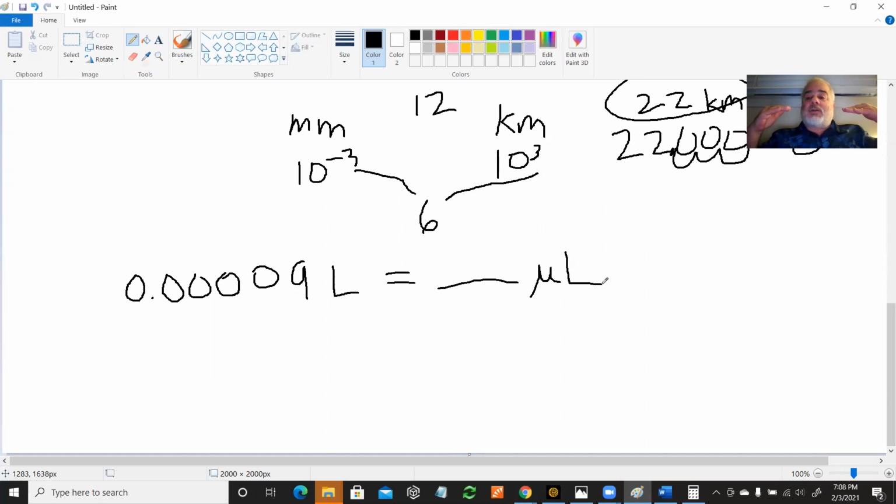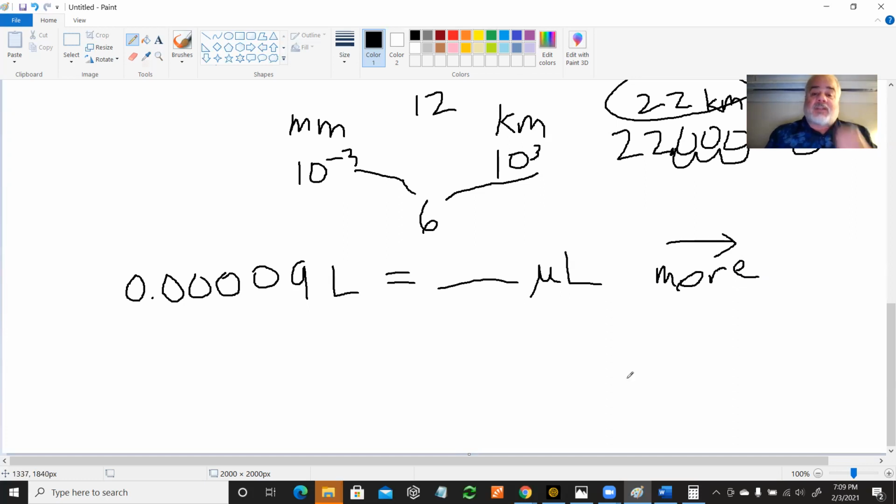Well, are liters big? Microliters small? Yeah. Liters are big, microliters are small. So that means I need more of the microliters to be equal, don't I? I need more. And how do I make a number bigger? How do I make a number more? I move the decimal to the right. How far to the right?